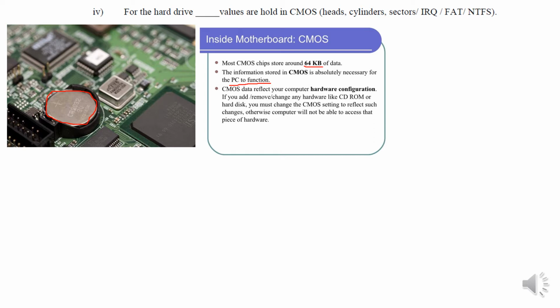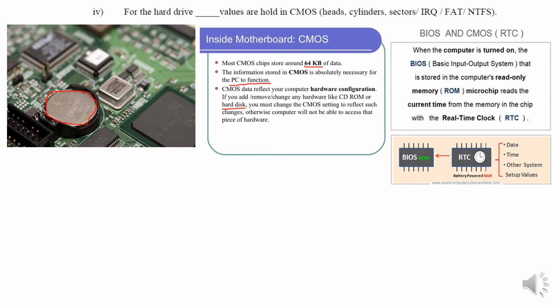If you add, remove, or change any hardware like CD-ROM or hard disks, you may need to change the CMOS settings to reflect such changes. Otherwise, the computer will not be able to access that piece of hardware. Now let's see what the difference is between BIOS and CMOS.